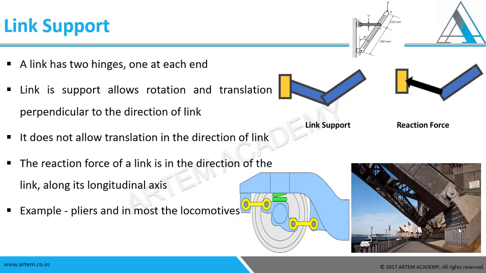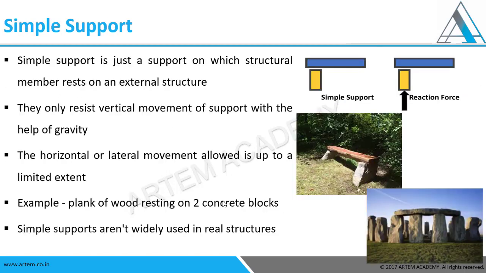The best example is in locomotives. Whenever the train is running, the rail wheel is running. So in this direction it won't allow movement, but it can rotate or translate as these things are moving. When it is in function, you can observe more how it is happening. This is about the link support along with the practical applications.